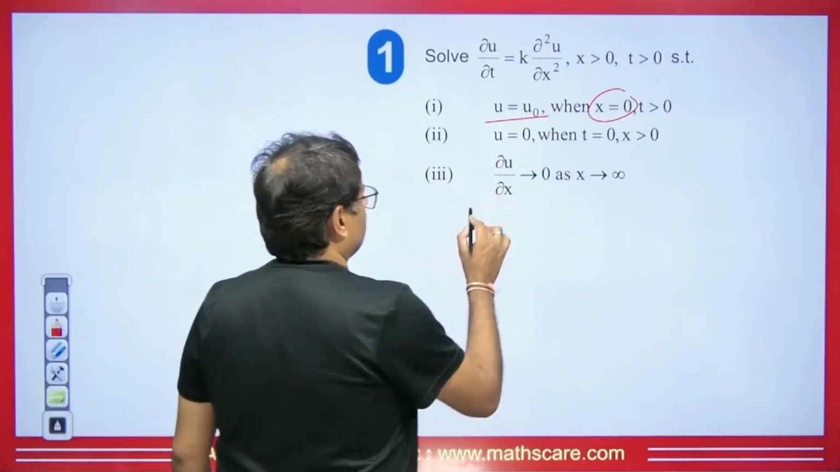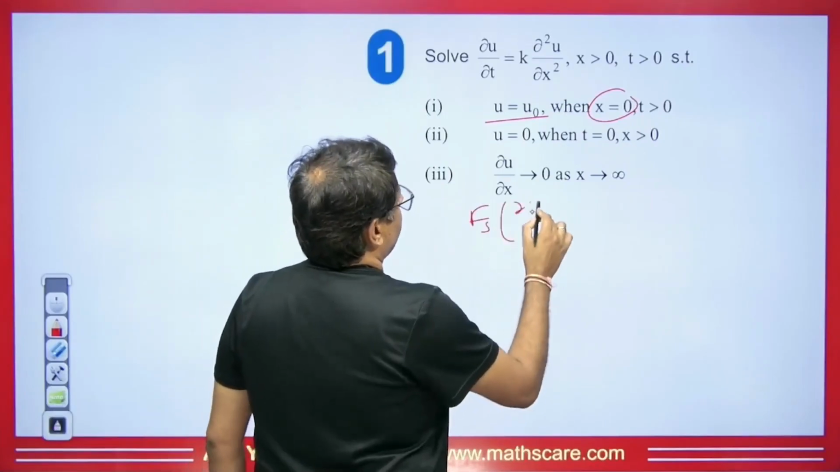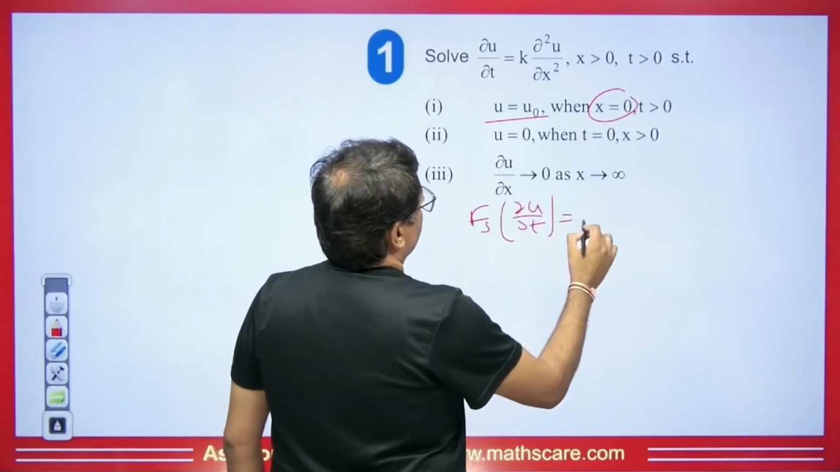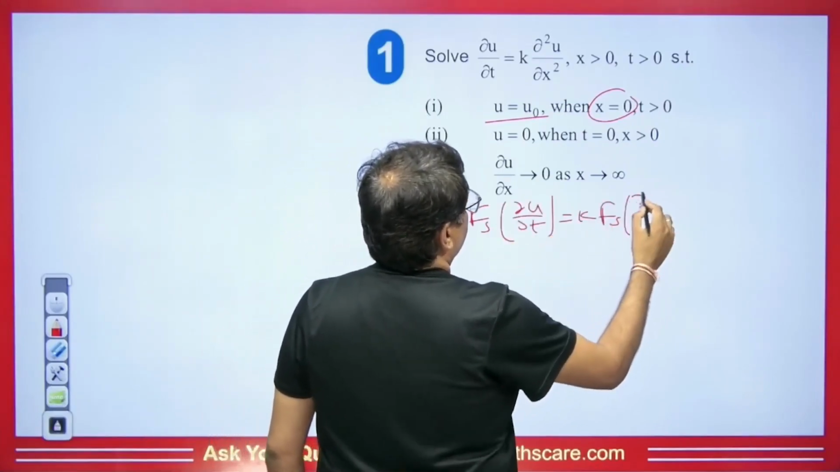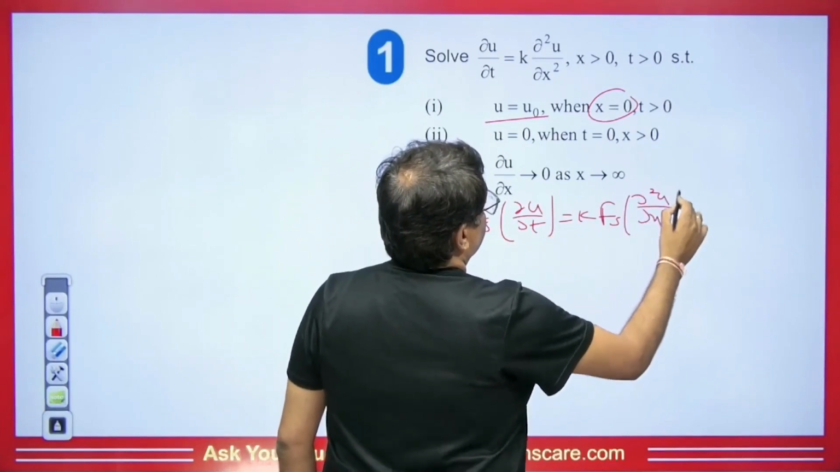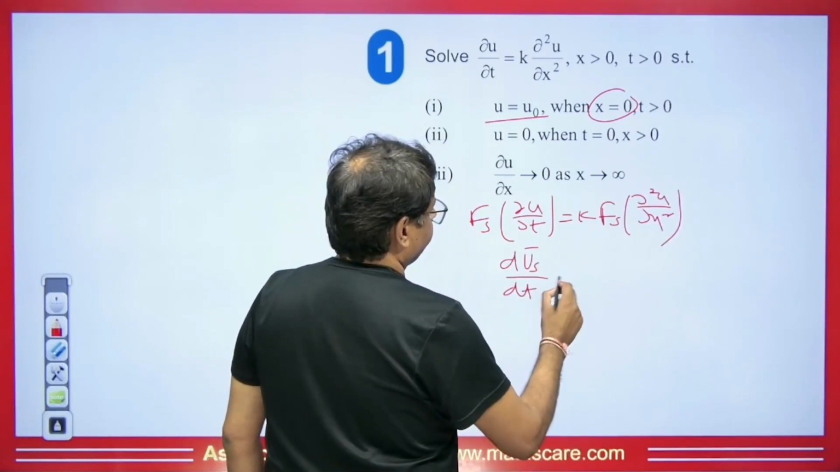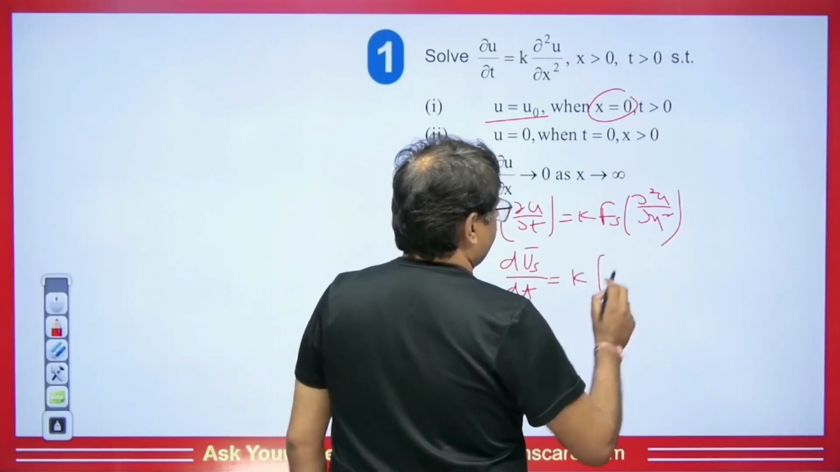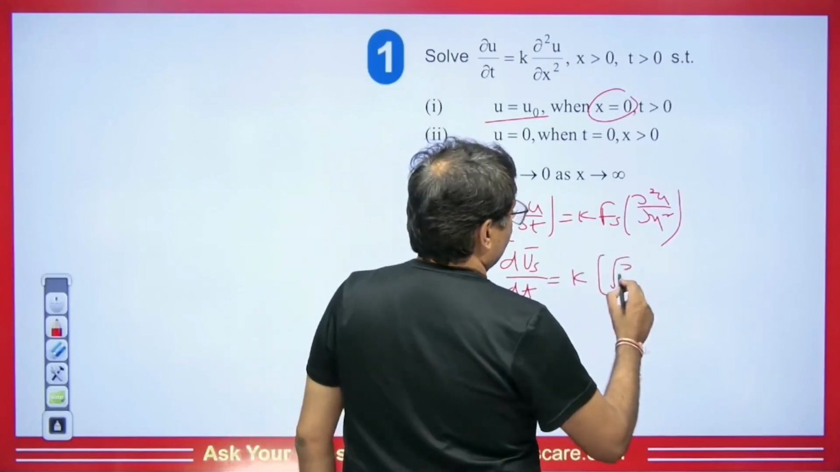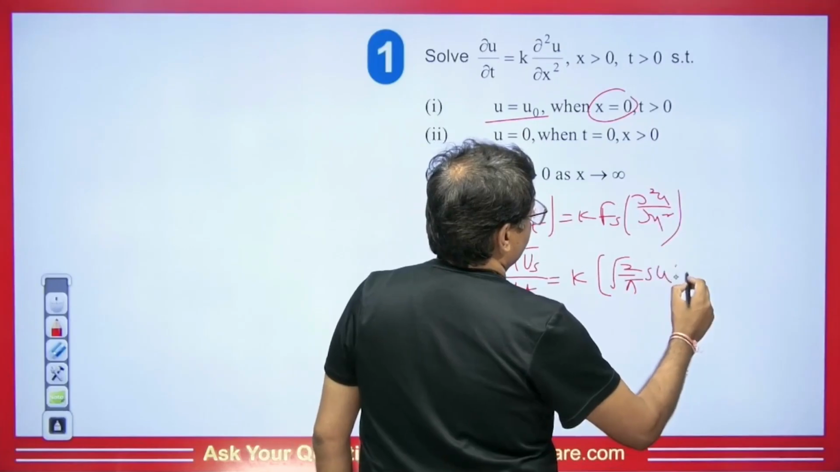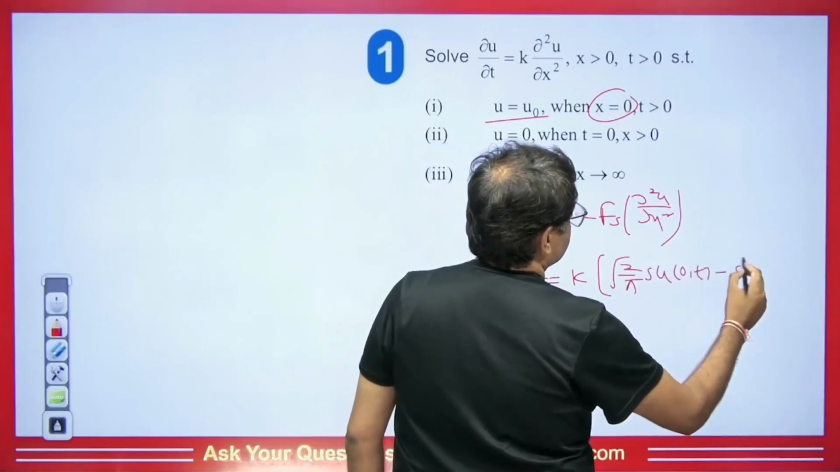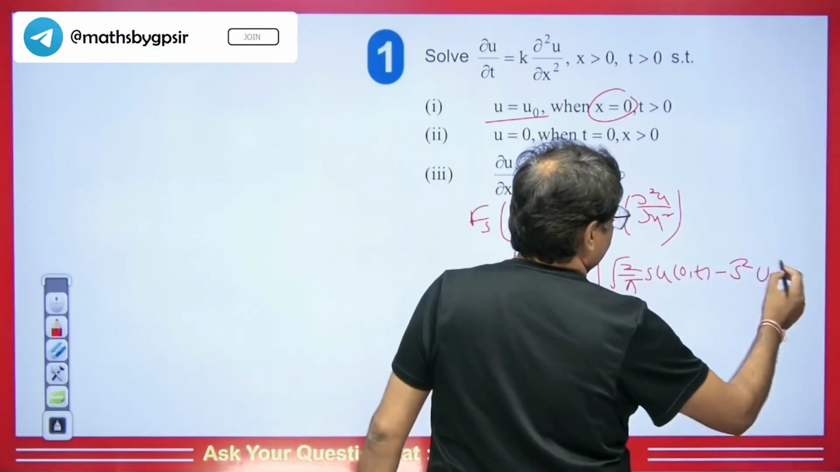So what will we do on both sides? Apply Fourier Sine Transform. So del u by del t, this is equal to k, and Fourier Sine Transform of del 2u by del x square. So students, here this will become d u bar s upon dt, equal to k. So from here, what is its formula? It is root of 2 by pi, s u(0,t) minus s square u bar s.